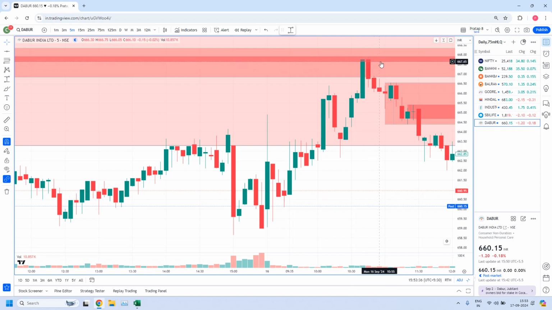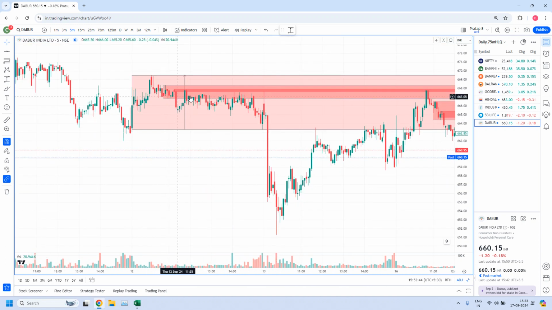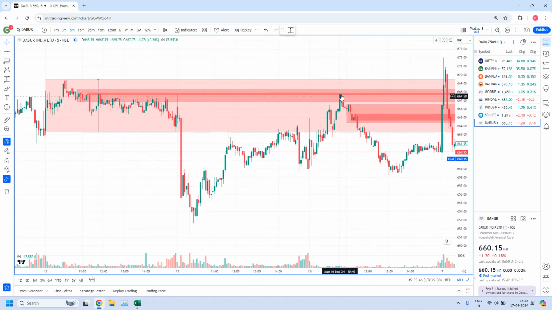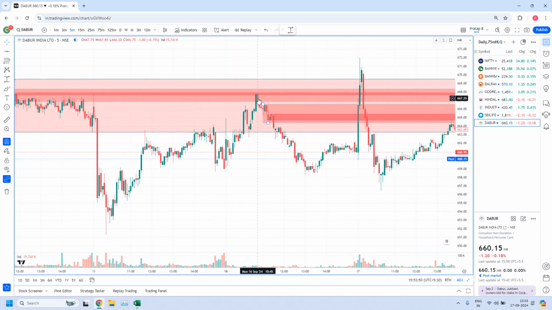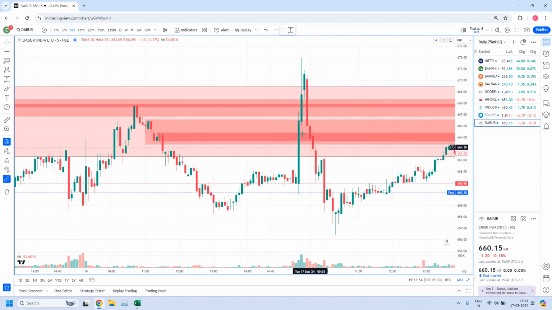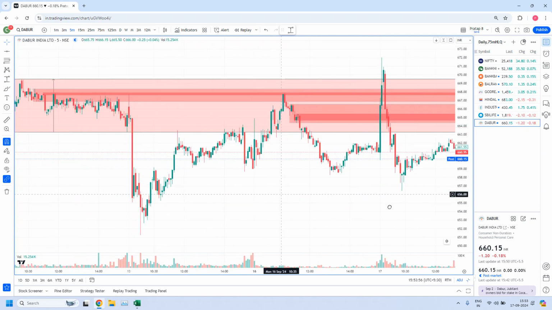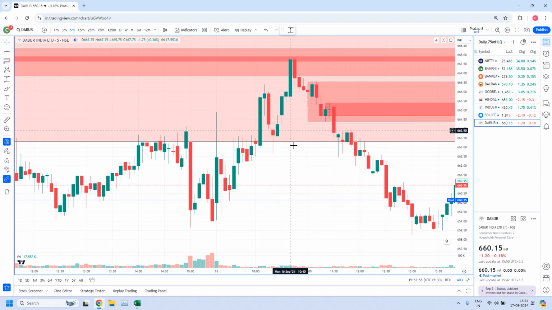Maybe sometimes, until the 5-minute zone is violated, some people will keep on taking the trades, because 3 or 4 opportunities it has already given. See, this opportunity gave profit on Monday's trading session. And finally today this zone is violated. But before that there is one more fine-tuned area.